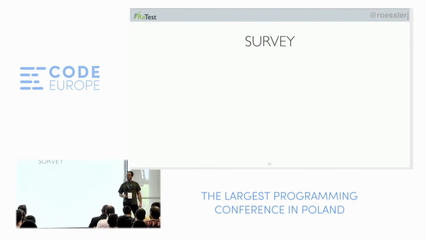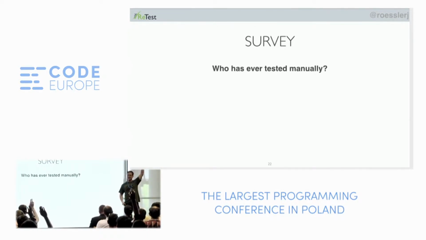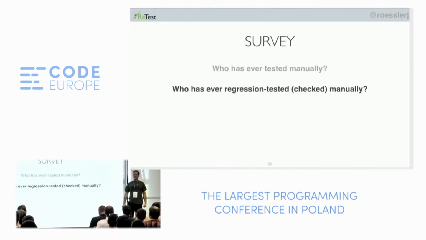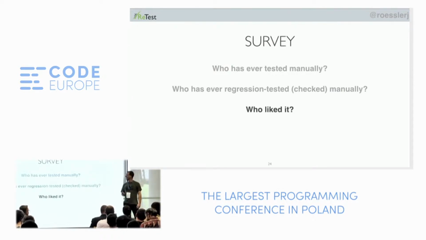Okay, so a short survey. Who of you ever tested manually? Okay, all of you. And whoever regression tested manually, which means tested something that worked again. Okay. And who liked it? So, okay, nobody likes regression testing. Nobody likes to test stuff that used to work again.